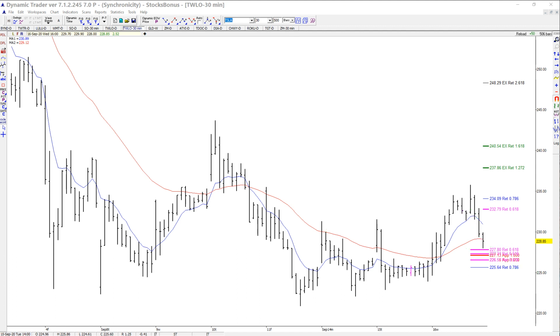And those of you that would want to give it even more room, you could say, well, I'm going to have the stop underneath the prior swing low. But that's what I'm going to look at.